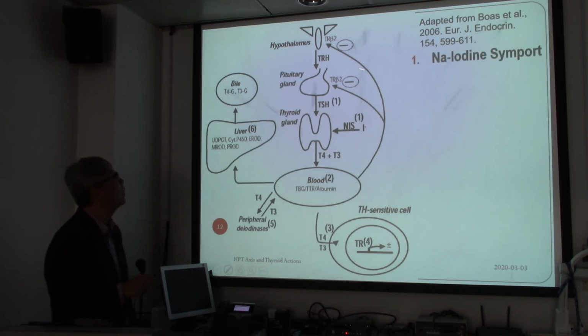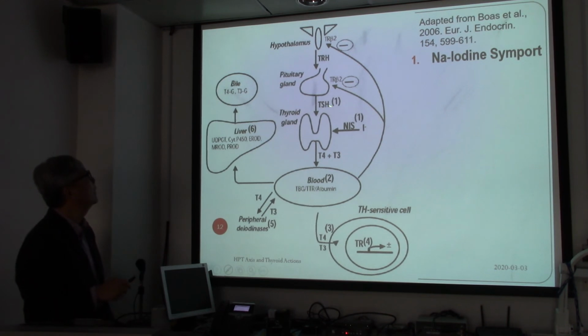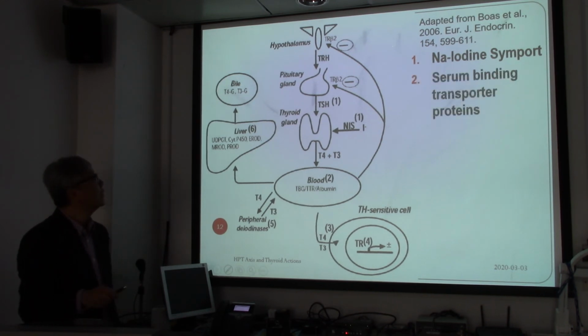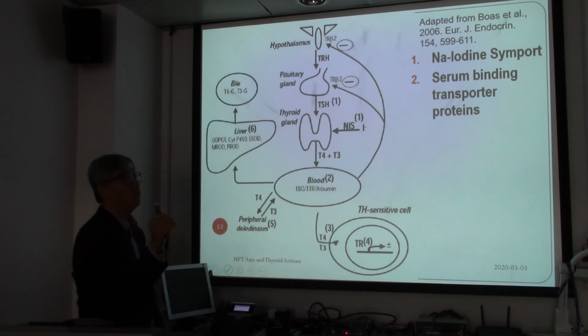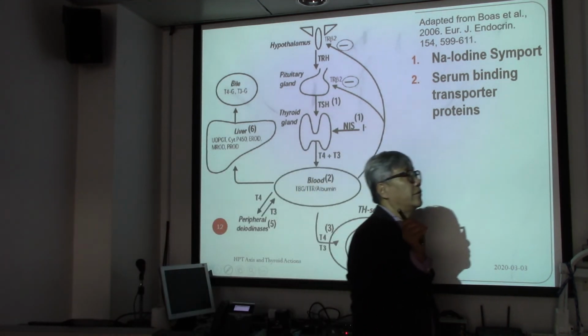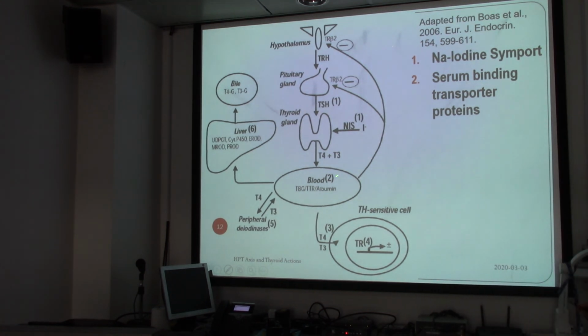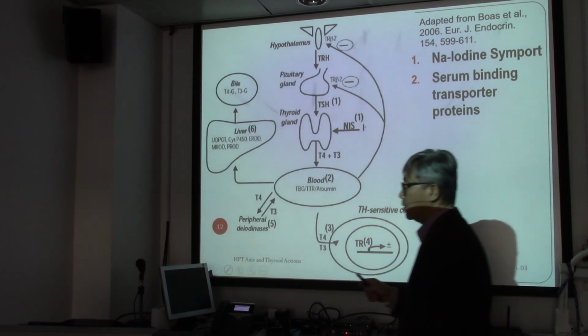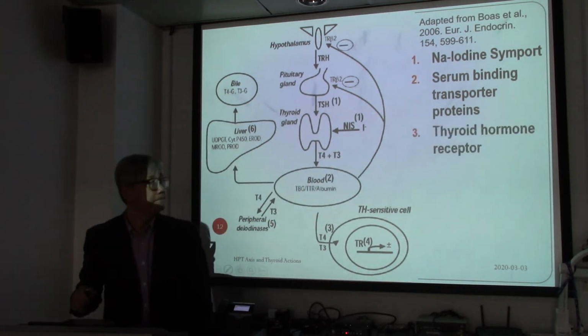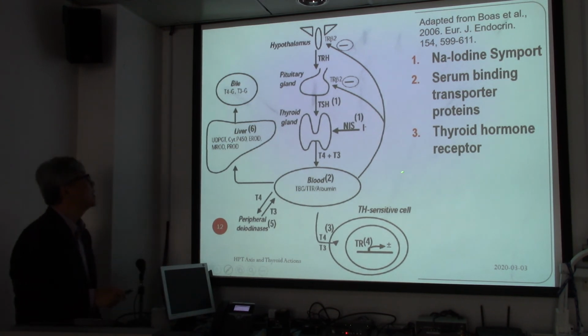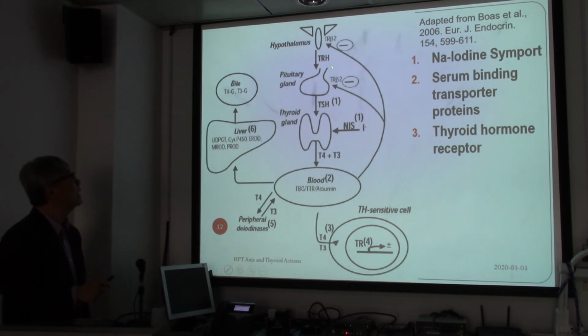Number 1 is the sodium iodide symporter, to bring in iodine. Number 2 is the serum binding transporter proteins that grab T3 and T4, meaning that normally T4 and T3 would be bound with these proteins. And then also number 3, thyroid hormone receptors, many of them, including the beta receptor and also the normal thyroid receptors.